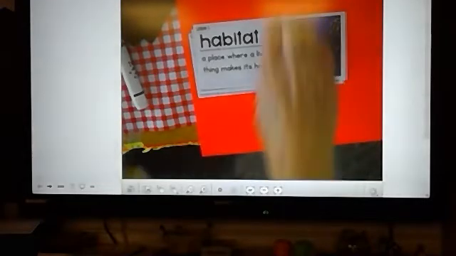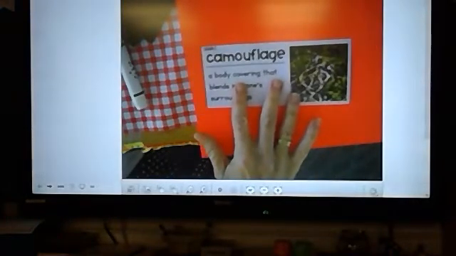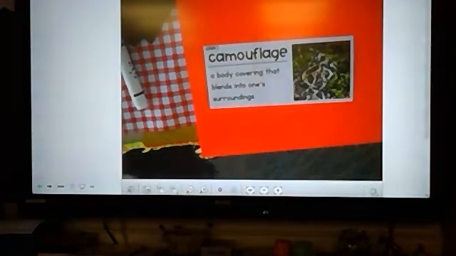Now today, in today's lesson, we are going to go ahead and learn some different vocabulary words, all right? And those vocabulary words are camouflage. And I'm sure most of you know camouflage. We've talked about camouflage at other times during the school year. And camouflage is a body covering that blends into one's surroundings.